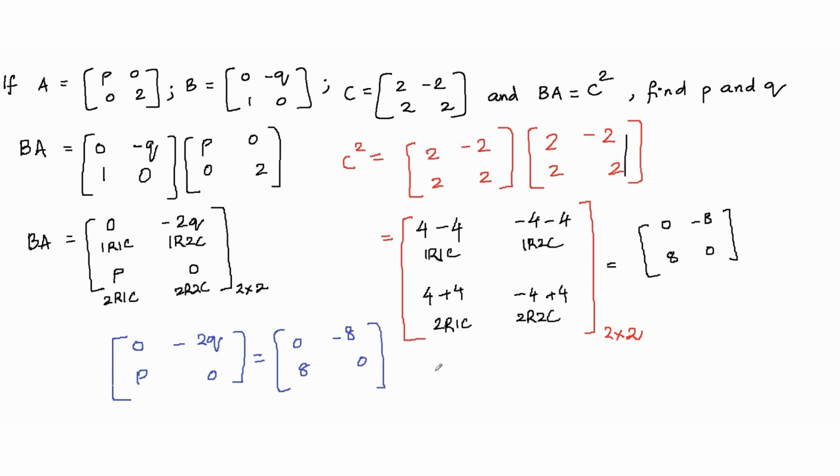So now you know that if two matrices are equal, you can equate the corresponding elements. So 0 and 0 are equal, 0 and 0 are equal. That means negative 2Q should be equal to negative 8, which implies that Q is equal to 4. That's the first result. And P also should be equal to 8. So this is the second result, right? Therefore, the values of P and Q are 8 and 4 respectively.